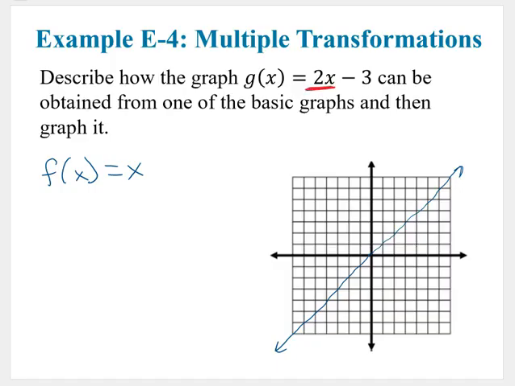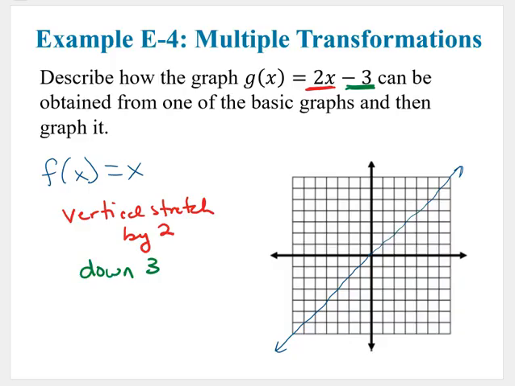All right, we have two transformations here. We have a multiplied by 2, so that would be a vertical stretch. Vertical stretch by a factor of 2. And then we also have down 3. So vertical shift down 3. So first I'm going to take this line and I'm going to do a vertical stretch by a factor of 2. That means I am going to make the graph twice as steep.